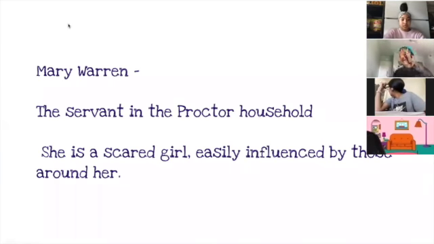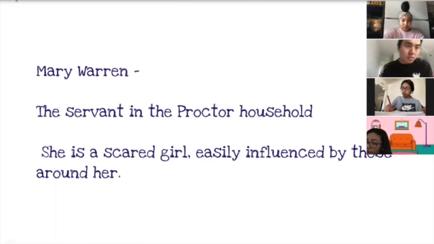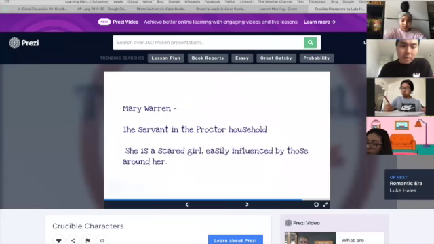She is very important in Act 3 and Act 4. Mary Warren. She is pretty much the same age as Abigail. She is the current servant in the Proctor house. She works for John Proctor. She is scared and easily influenced by those around her. So Mary Warren's the last one.